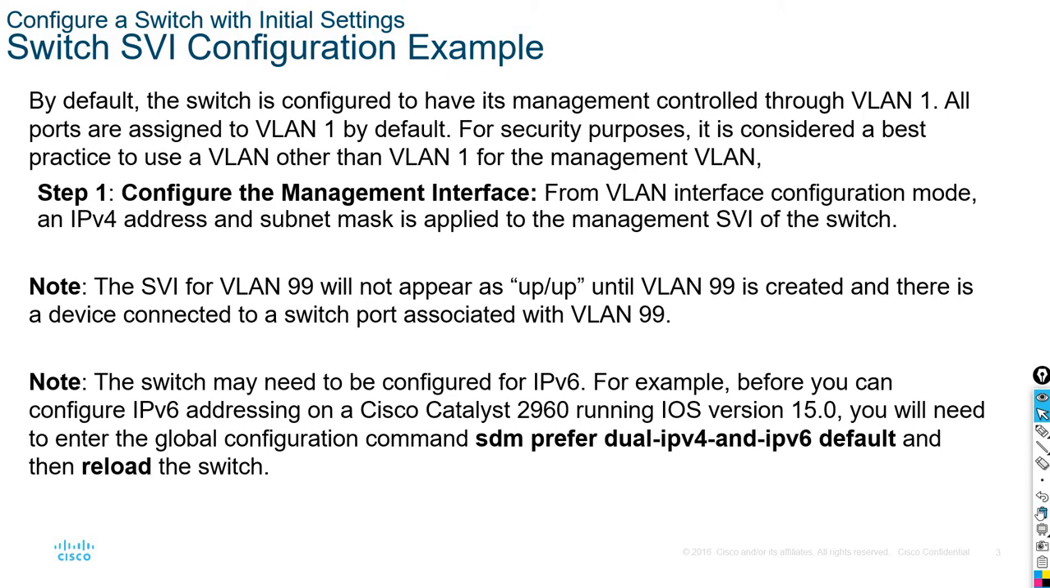Step 1, configure the management interface from VLAN interface configuration mode, where the IPv4 address and subnet mask are applied to the management SVI, the switch virtual interface of the switch. You have to know that the SVI for VLAN 99 will not appear as up until VLAN 99 is created and there is a device connected to a switch port associated with VLAN 99.